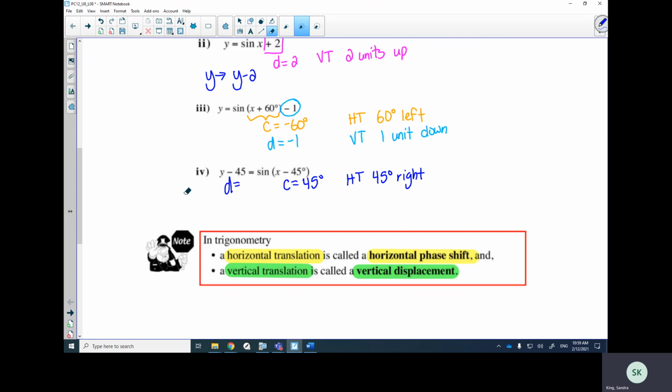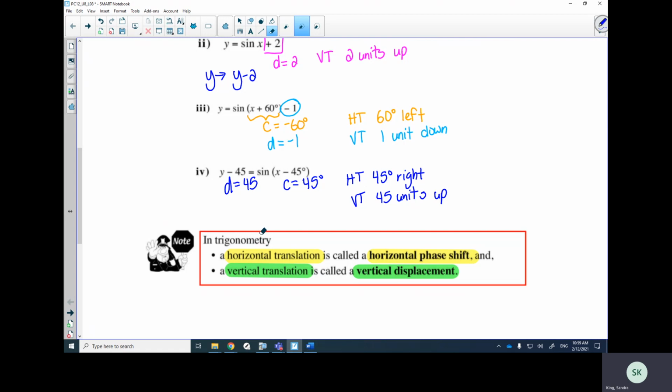AJ, what would my D value be? 45. It would be 45. And what would that be, AJ? Vertical translation, 45 units up. That's right. Vertical translation, 45 units, and then up. So the midline would be at 45, right? And the amplitude is only 1. So the max is going to go to 46, and the min is going to go to 44. What I want you to now highlight, highlight this.